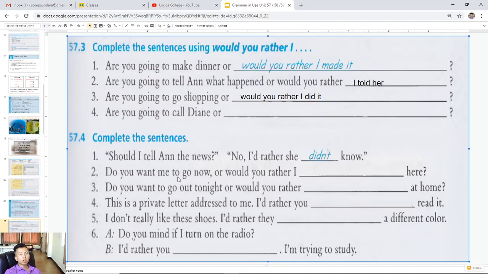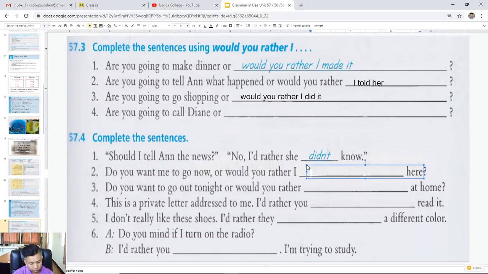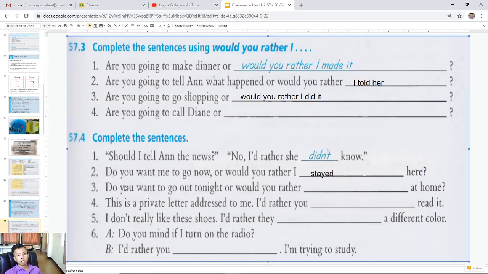Do you want me to go now, or would you rather I... The opposite of go is stay. Would you rather I stayed here? Okay. Number 3, do you want to go out tonight, or would you rather stay at home? The opposite of go out is stay at home.